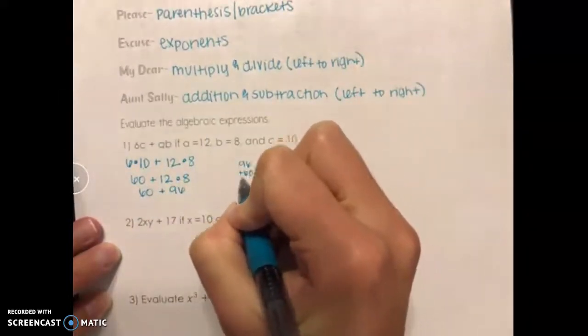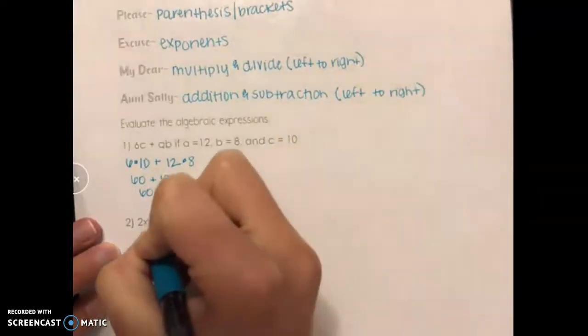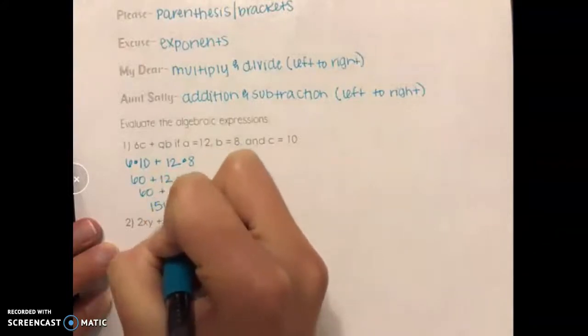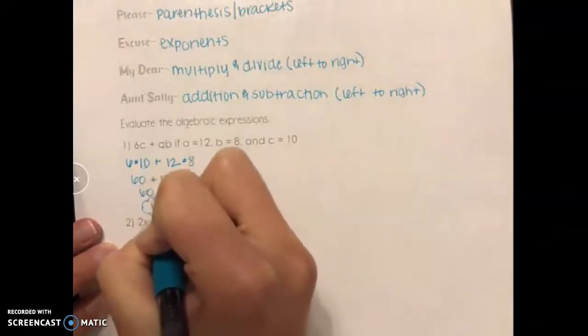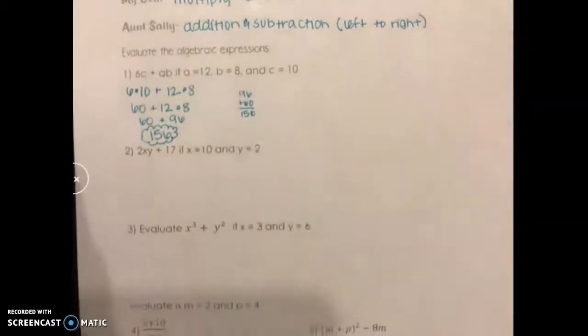96 plus 60 is 156. All right. See, guys, that really was not too bad. All it was just one extra little step. All right, so let's keep practicing. Let's just get familiar with it.